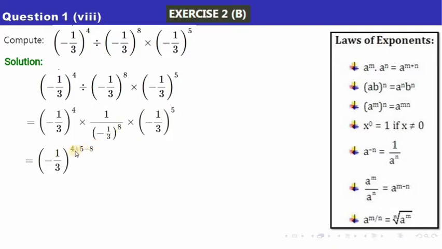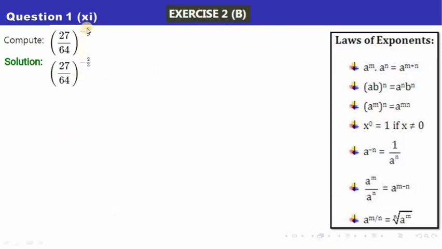Okay, now simplify this, 4 plus 5 is 9, so 9 minus 8 is 1, isn't it? So anything to the power 1 will be that number itself. So that's why your answer for this particular question will be minus 1 by 3. So you may pause the video and note down the solution.